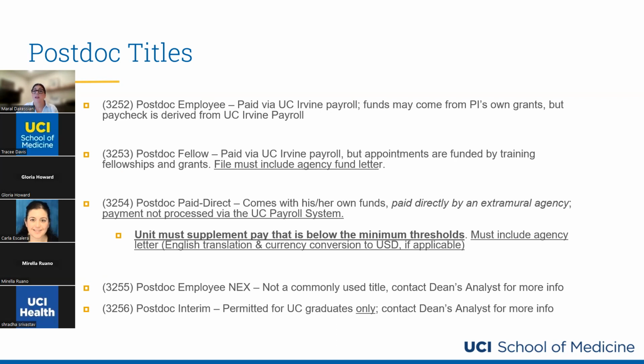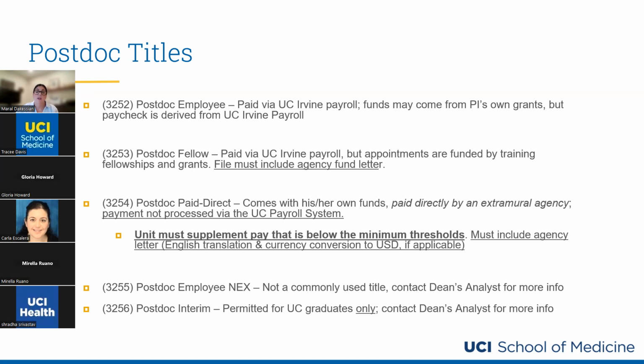3253 is a postdoc fellow. In this situation, the postdoc is also paid via the UCI payroll system, but all or part of their appointment is funded by a training fellowship or grant. So the money to pay for their appointment comes from an outside agency. And these files, when they come forward, must come forward with an agency fund letter so that our office can see what exactly the funds are that are going to be paying this individual.